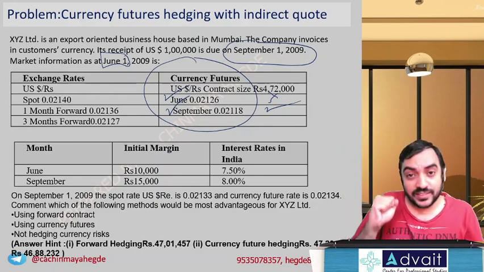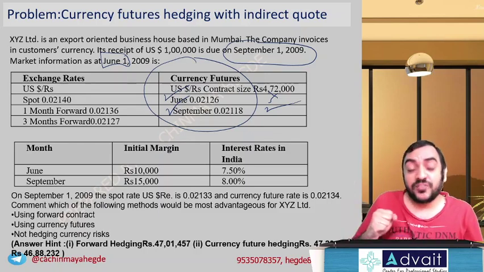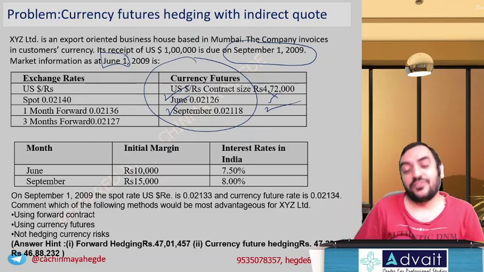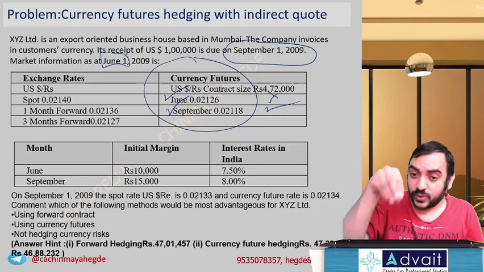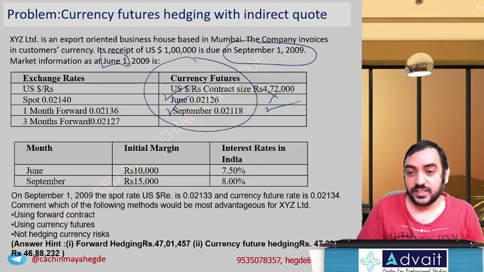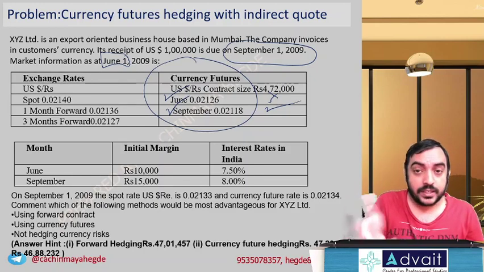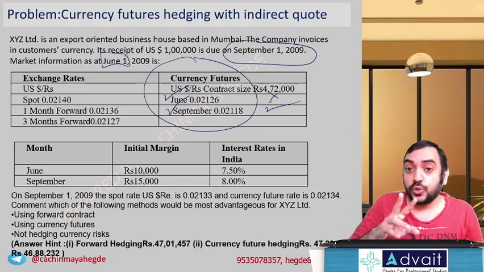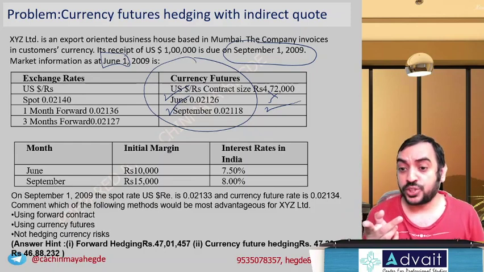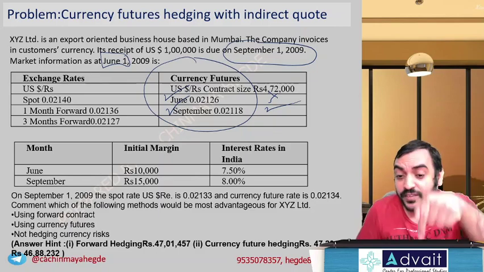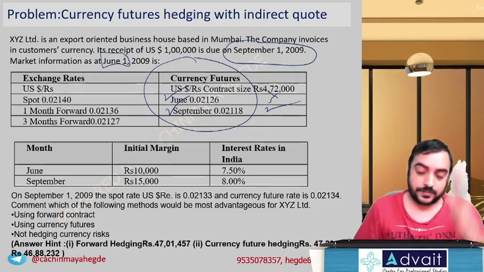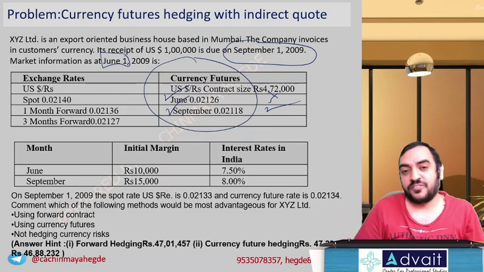And what is the process of the exit in futures called? Square off. So what do you do in futures? Today, June 1st, you take a position in September's futures. On September 1st, not the expiry date, you square off your position with one more rate prevailing on September 1st.